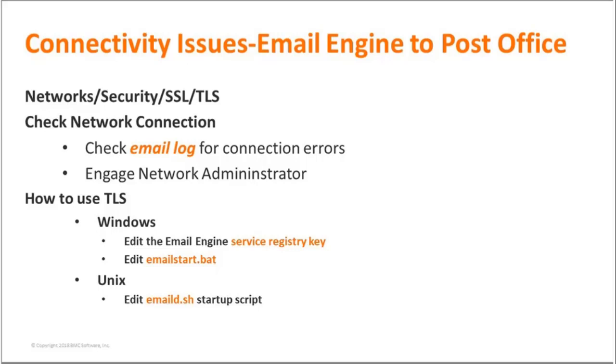To implement them with the email engine, on Windows, you need to edit the registry key for the service, or if you're using the email start.bat, you can add the TLS parameters to the batch file as needed. On Unix, of course, you would edit the emaild.sh startup script. Finally, make sure the information in the Mailbox configuration form on the Basic tab is correct, as the data entered into this form is not validated by the email engine, but simply used as entered.